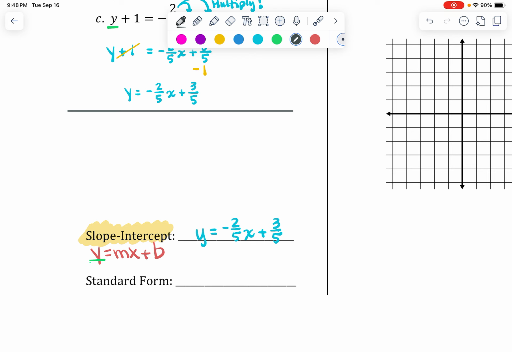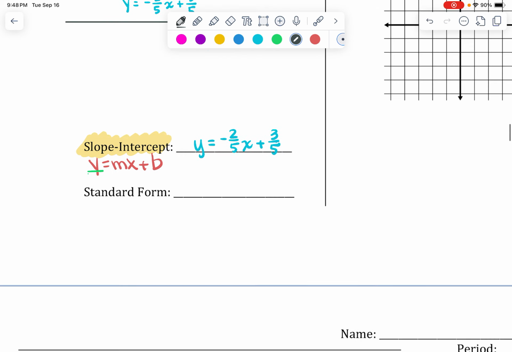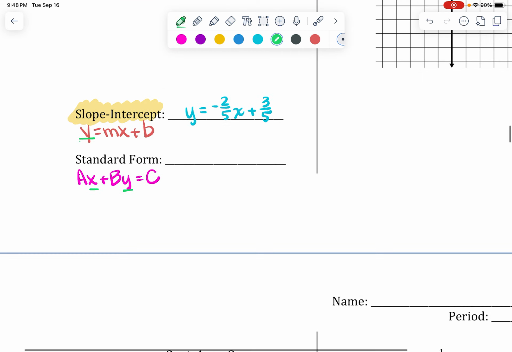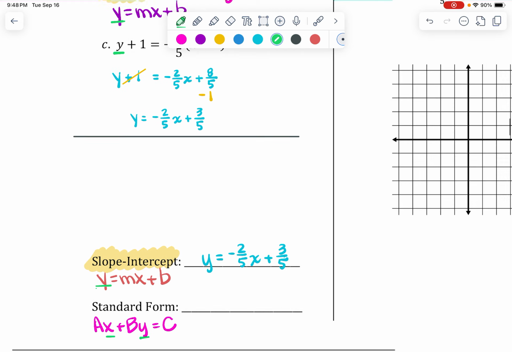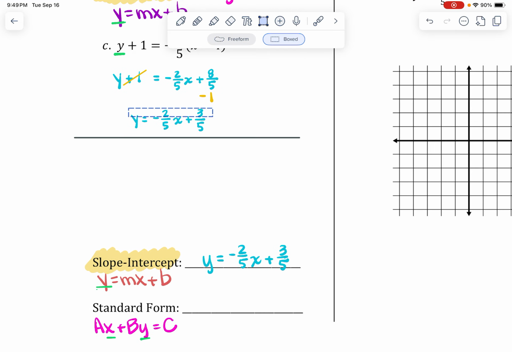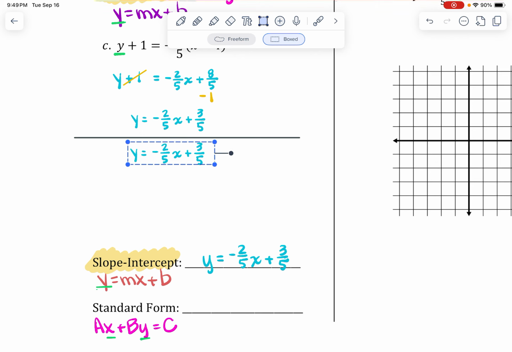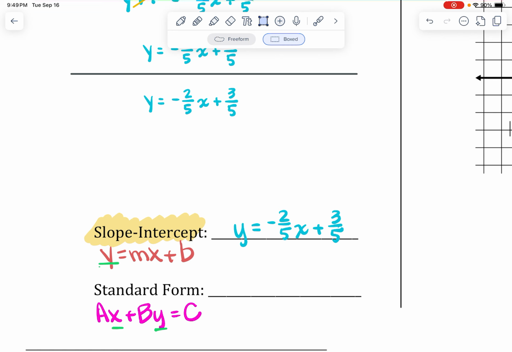All right, so standard form, remember, again, I always like to write it out just so visually I can kind of prepare myself. Ax plus By equals C. So remember the x and the y terms both have to be on the left-hand side. Okay, well, I'm going to copy and paste this so I'm not writing over my answer. There we go. So I'm going to start here, and I need to get all my x's over to the other side.